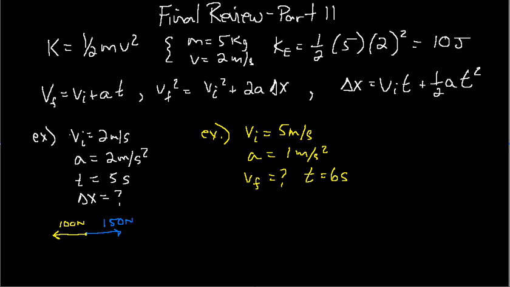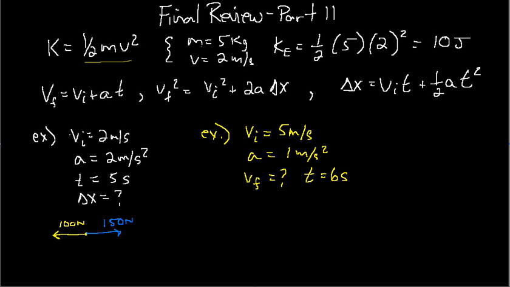So here we go at part 11. Just a couple of problems I just wanted to go over. Kinetic energy is always 1/2 mv squared. We know that, and if you look at the top figure over here, kinetic energy is 1/2 mv squared.